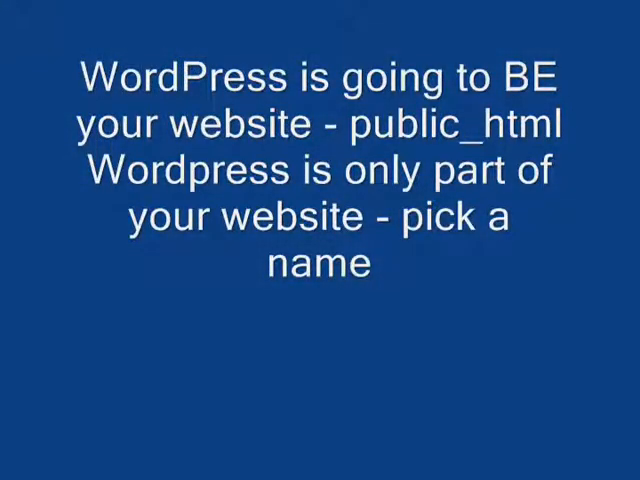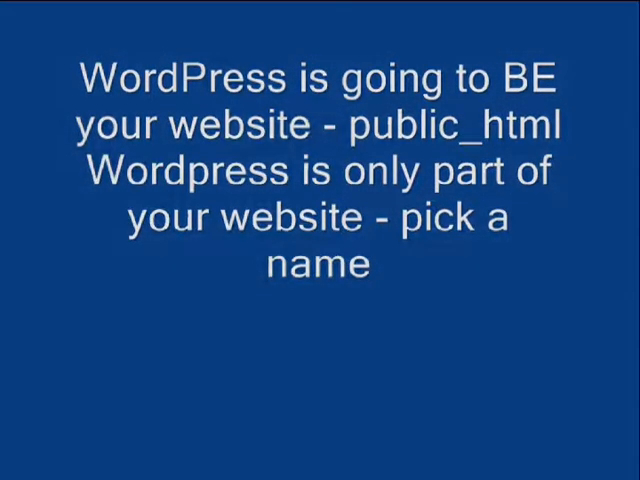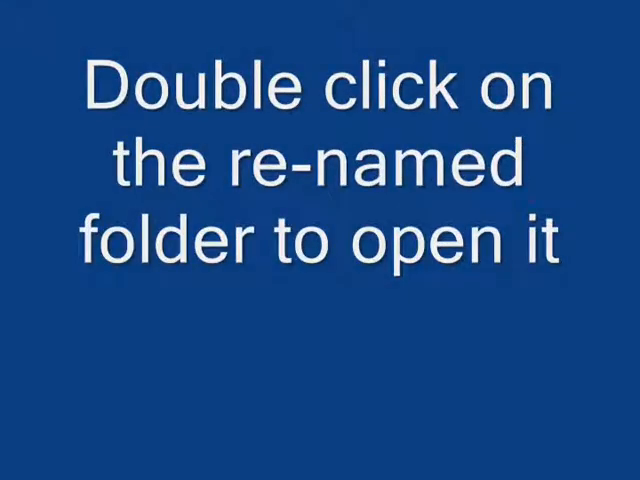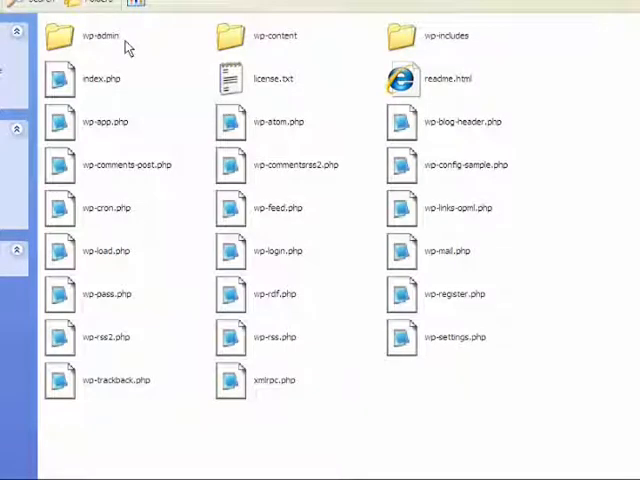So remember, if WordPress is going to be your website, public_HTML. If it's only part, name it whatever you want. Now double click on the renamed folder to open it. Once it opens, you'll see you've got a whole assortment of files in there, but don't worry, this is pretty simple. You're only going to change one of them.